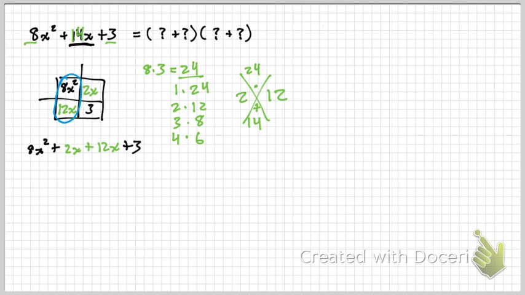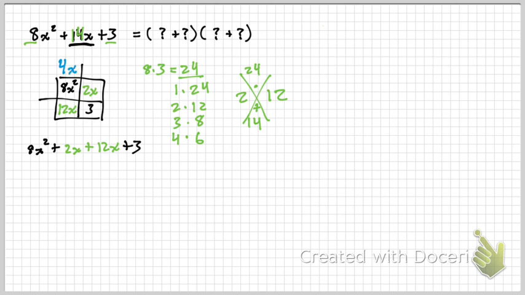What's the biggest number I can divide both of these by? We have an 8x squared and a 12x. What can I divide 8 and 12 by? Give me the biggest number. That's right, 4. Now what about the x's? How many x's can I take out of both of those? I can take 1x out of both of those.